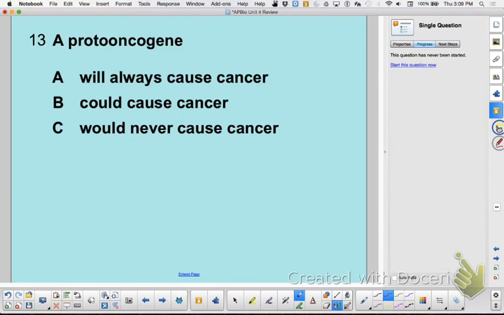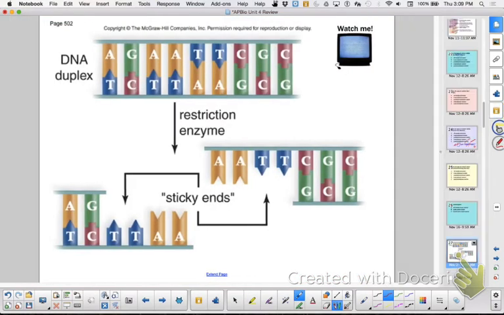Just answer me this. A proto-oncogene will always cause cancer? No, could. If it mutates to an oncogene. Okay, then we went into genetic engineering. What is something you use to cut DNA? Enzymes. They make what? I'll keep going if you keep saying. Okay, they create sticky ends.